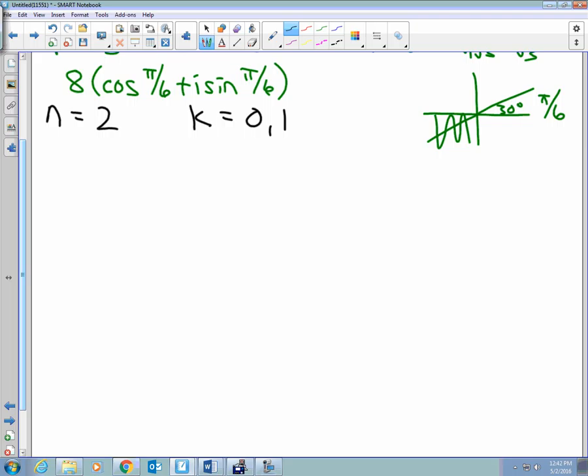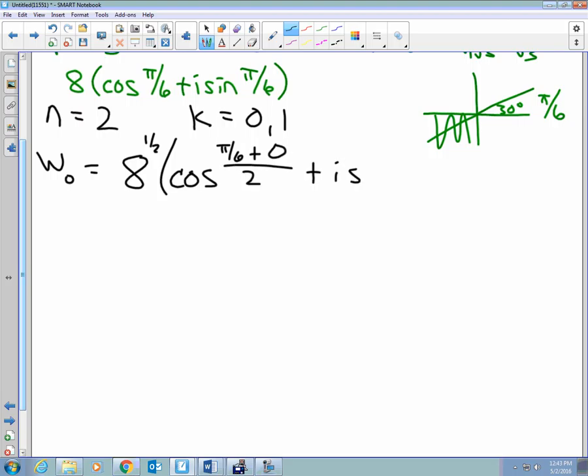All right. W sub 0 is equal to 8 to the what power? 1/2 times the cosine of pi over 6 plus 0 over 2, plus i sine of pi over 6 over 2. What is 8 to the 1/2 power? 2 roots of 2. It means the square root of 8, right? Which can be reduced to 2 roots of 2.